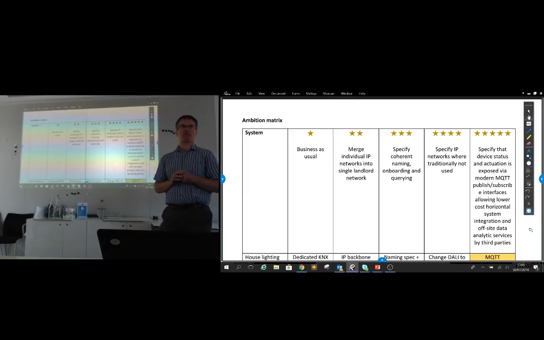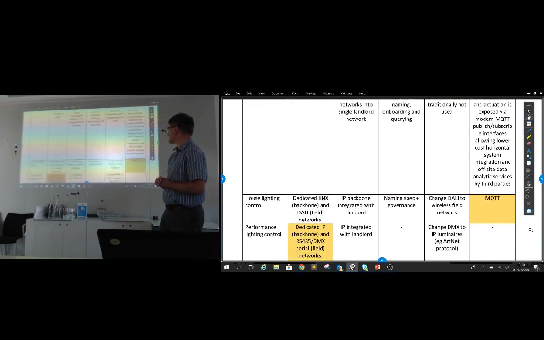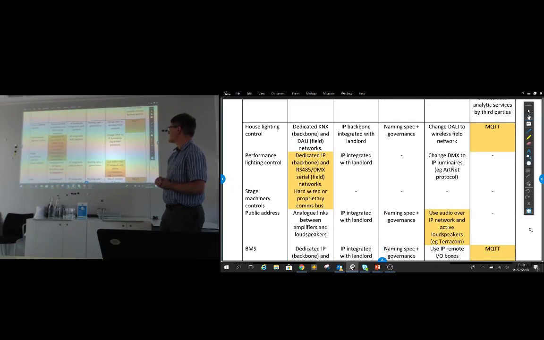publication of services state into the cloud. But in between, the first step along, are there multiple IP networks in our building that we could say, well, let's not do that, let's have one landlord network for these subsystems? Can we put coherent naming into the spec on these systems? And can we use IP networks, again wired or wireless, instead of BACnet, KNX, or Modbus type, like building-centric networks?